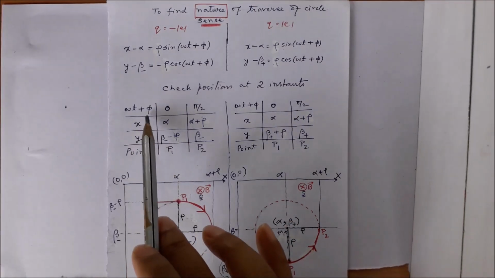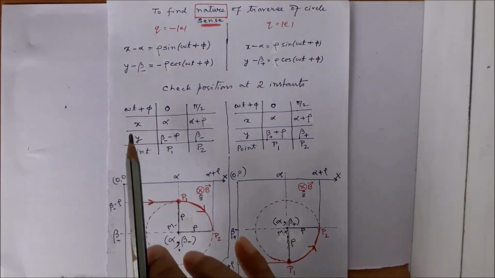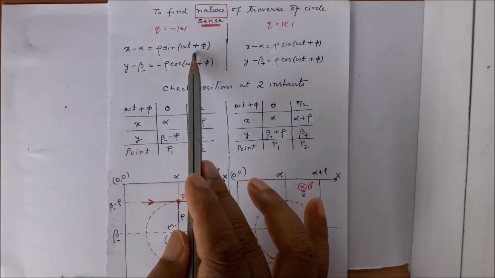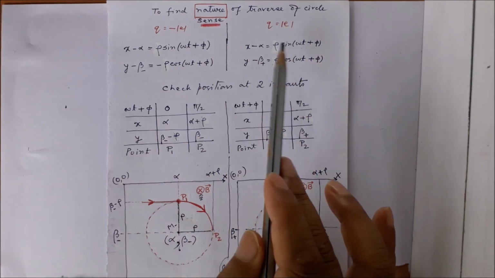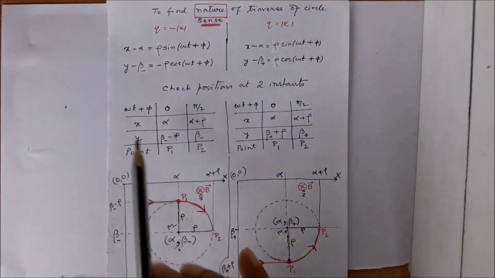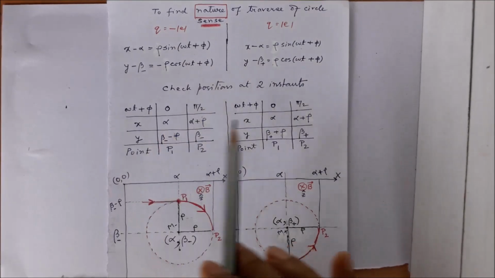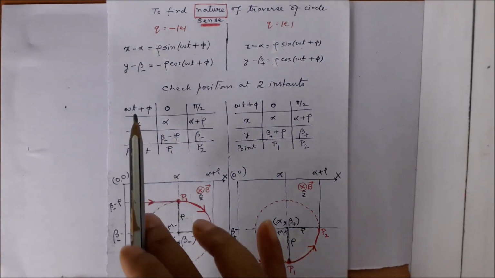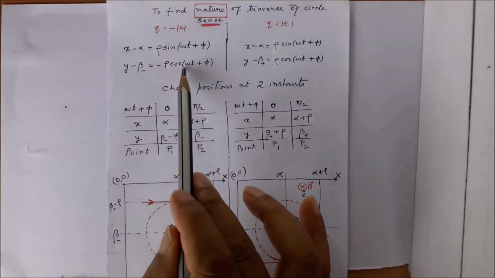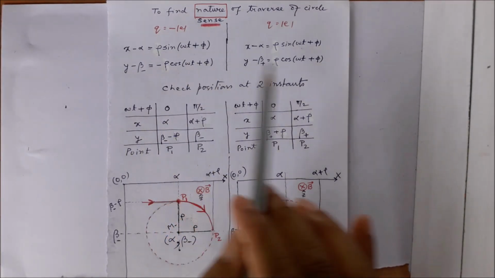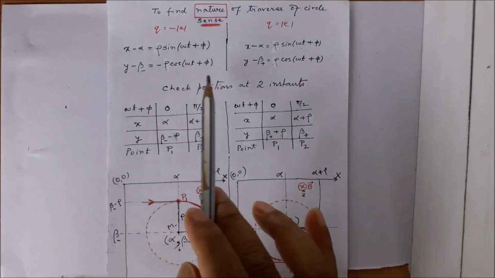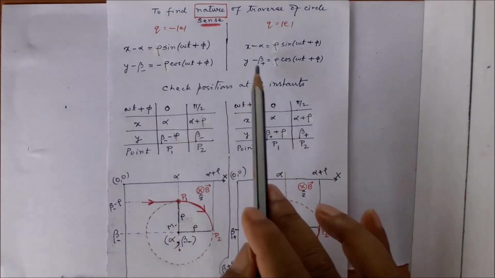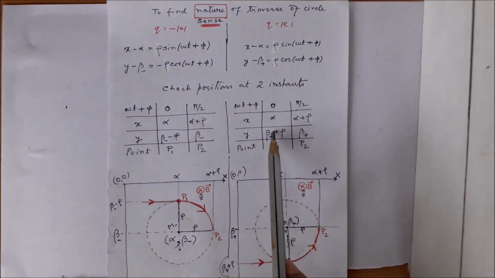Now at omega t plus phi equal to 0, we have sine of omega t plus phi equal to sine of 0, and therefore x is alpha, and x is alpha here. At omega t plus phi equal to 0, cos of omega t plus phi is cos of 0, which is 1, and therefore we have y equal to beta minus plus rho here, and y equal to beta plus rho here.